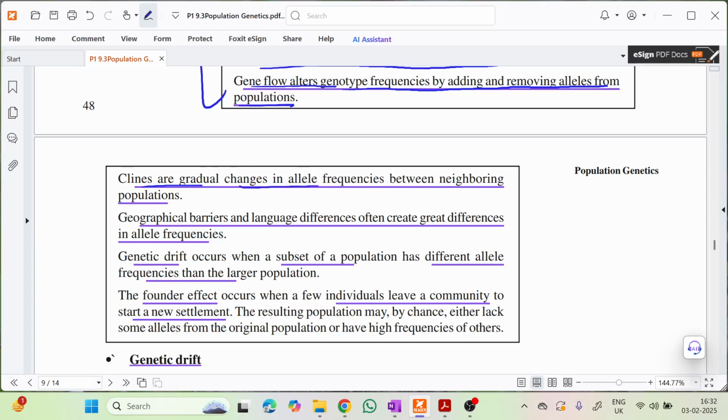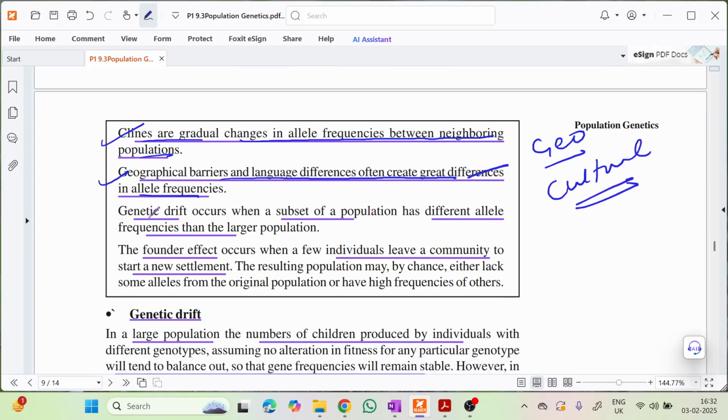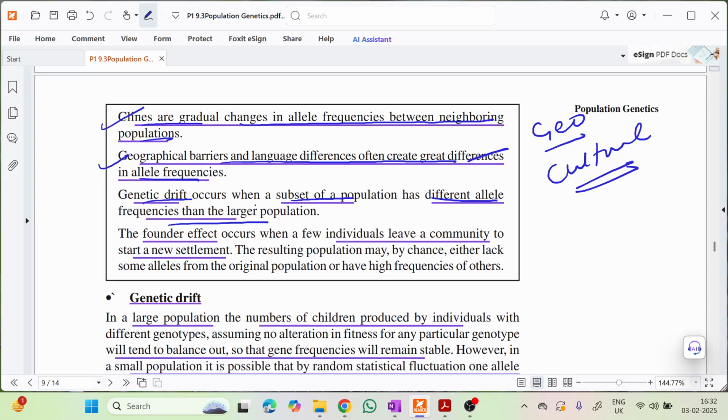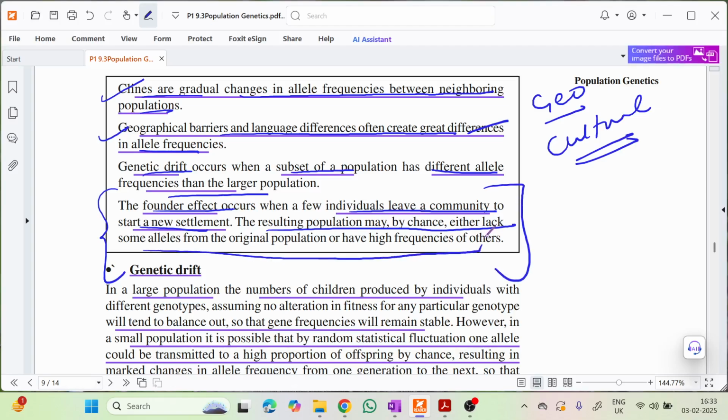Clines are gradual changes in the allele frequency between neighboring populations. Geographical barriers and language differences often create great differences in allele frequency, which is also a geographical and a cultural barrier. Then genetic drift occurs when a subset of a population has a different allele frequency than the parent population or the larger population. And the founder effect occurs when individuals leave a community to start a new settlement. So this resultant population, with time and because of its severed connection with the original population, will have high frequency.